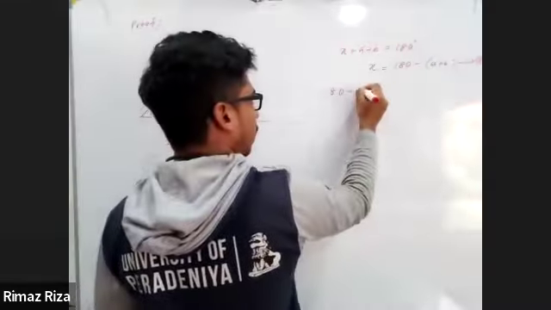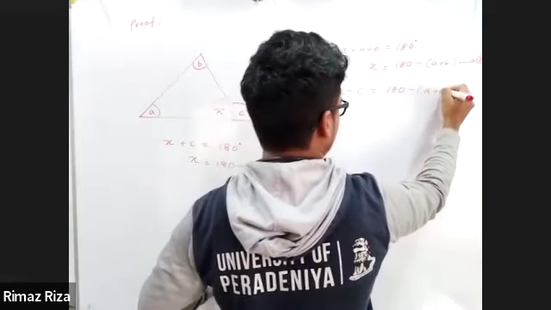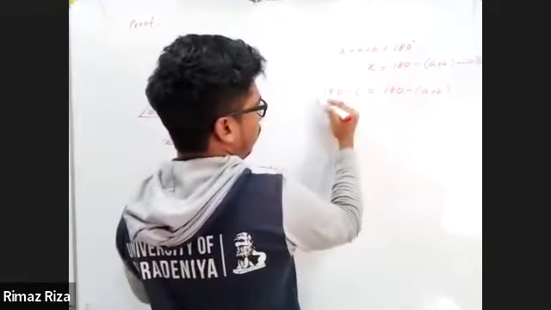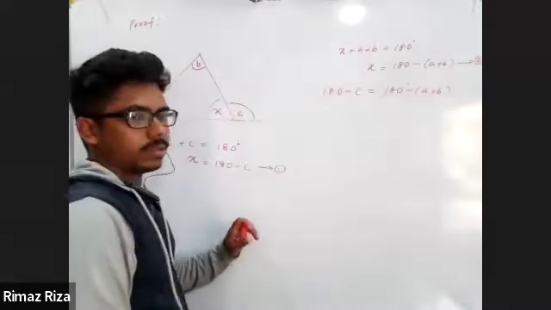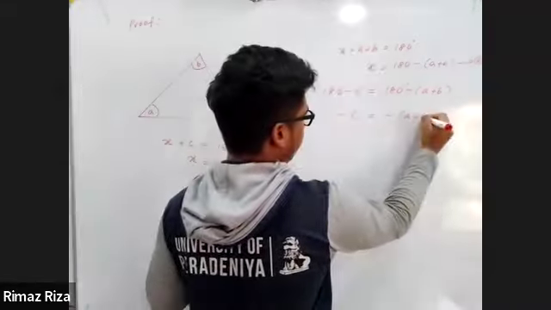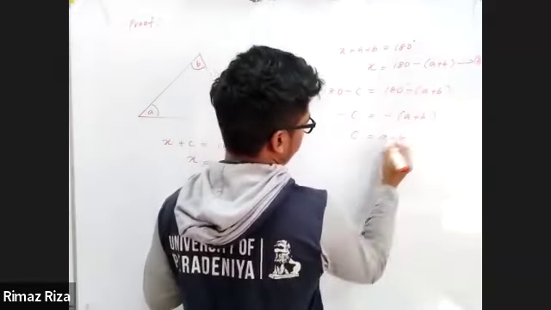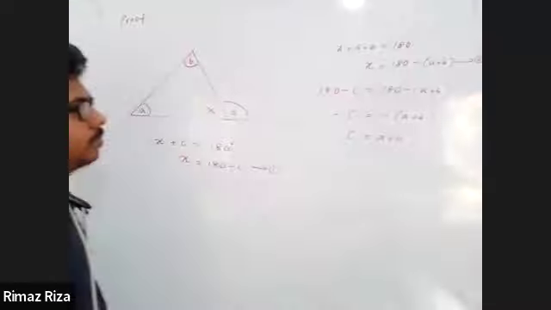So 180 minus c equals 180 minus (a plus b). So 180 and 180 we can cancel. Therefore minus c equals minus (a plus b). Minus and minus cancel. c equals a plus b. Okay, quickly write it down.